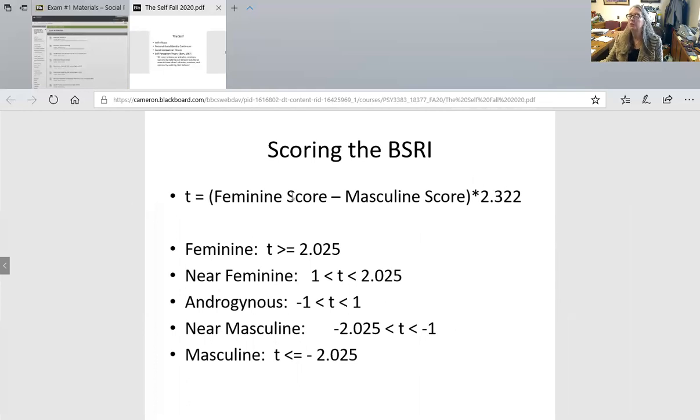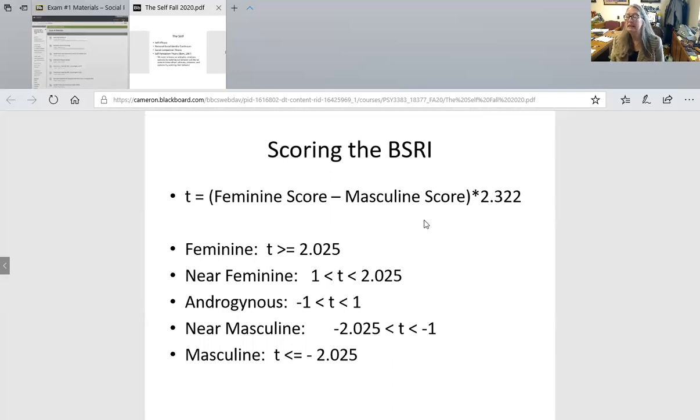So you've got your feminine score, that number between 1 and 7. You've got your masculine score, that number between 1 and 7. Take your feminine score minus your masculine score. Whatever that number is, multiply it by 2.322, and you're going to get a t-value. Okay? You can stop the video and do that right now. Okay, I'm assuming you have your t-score.